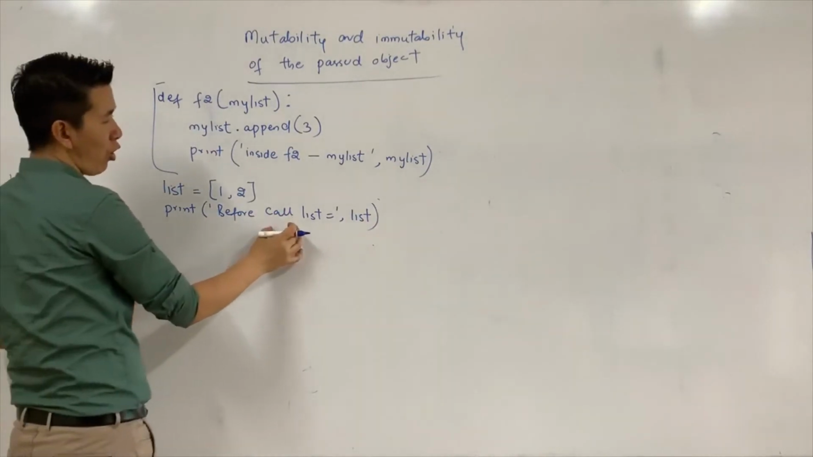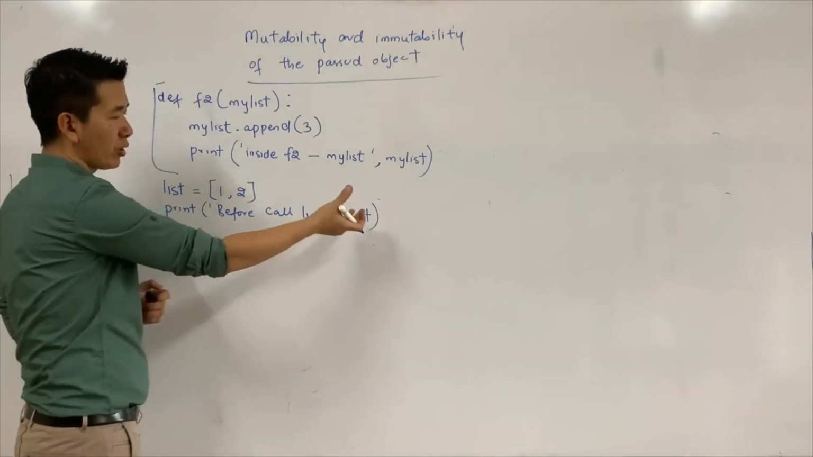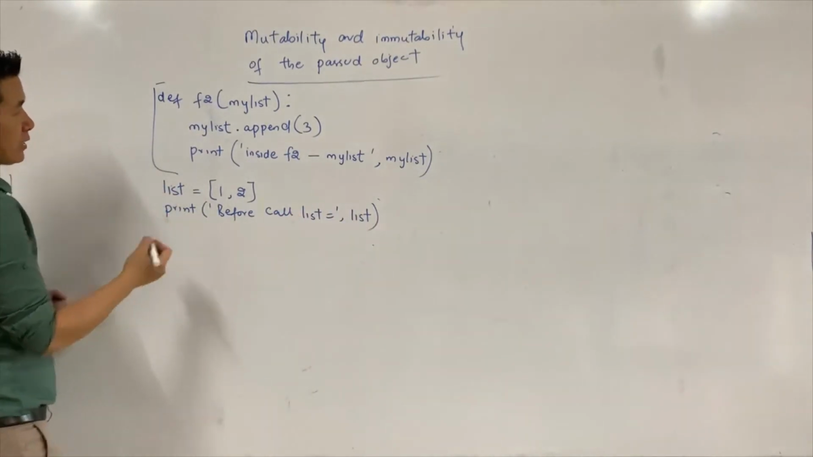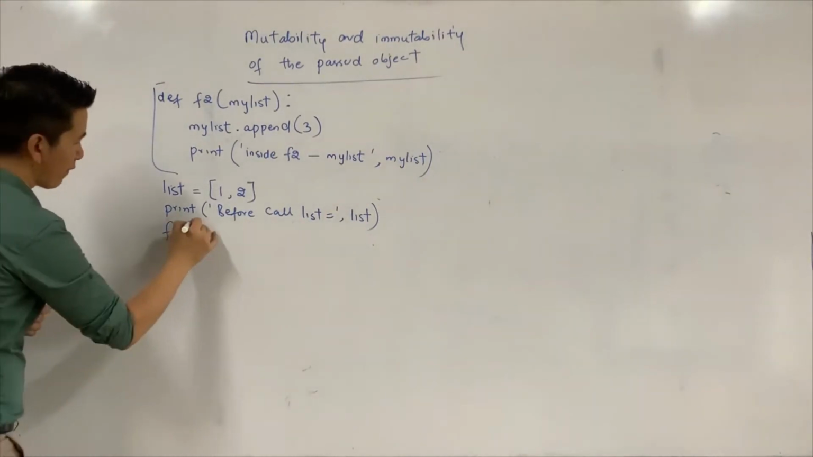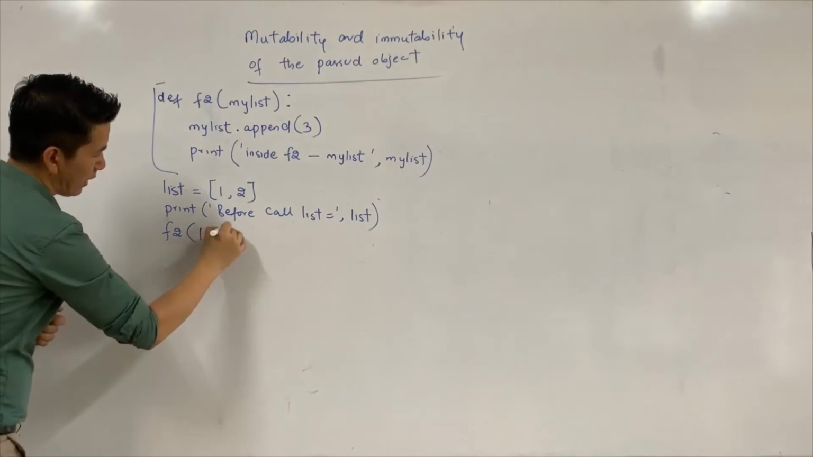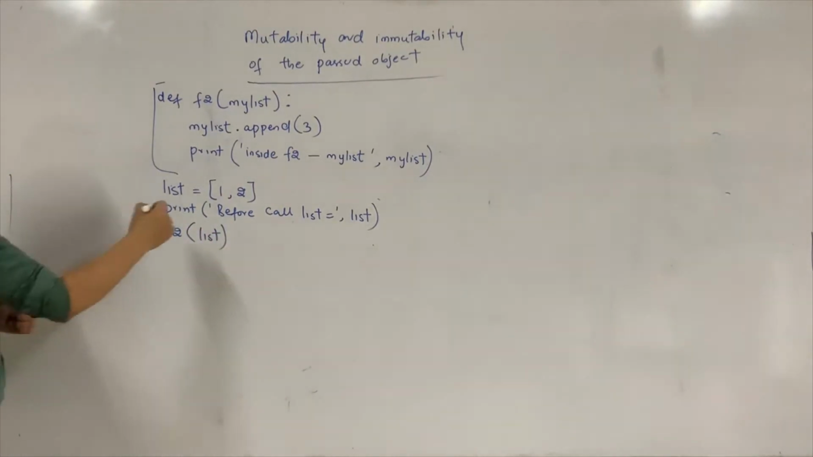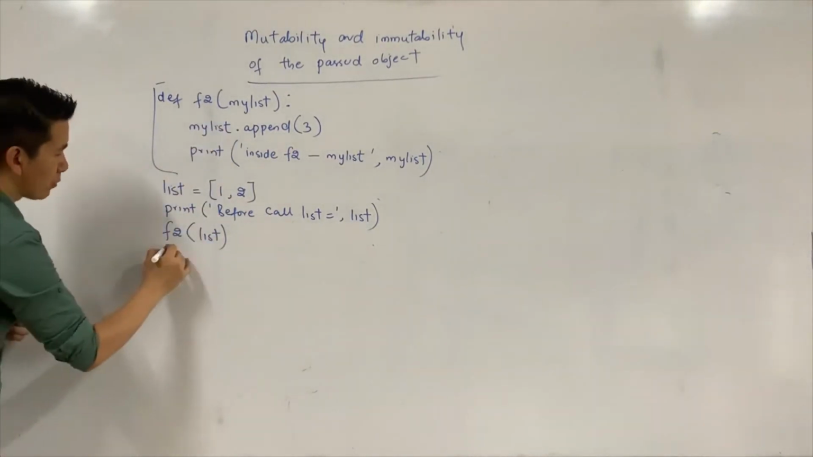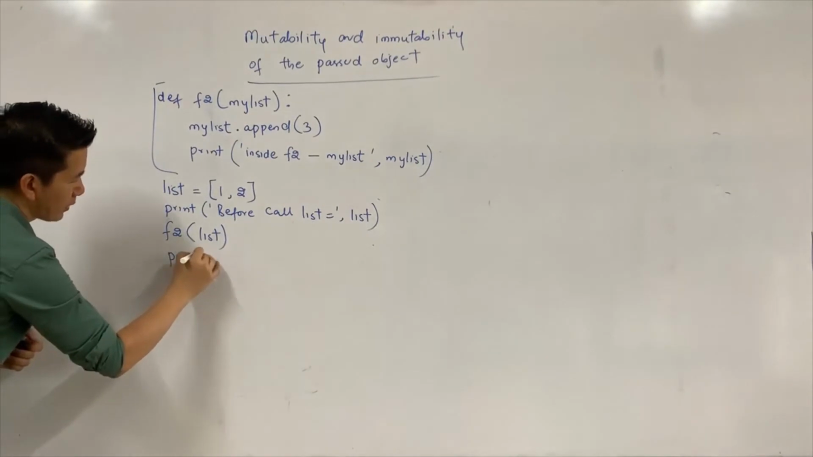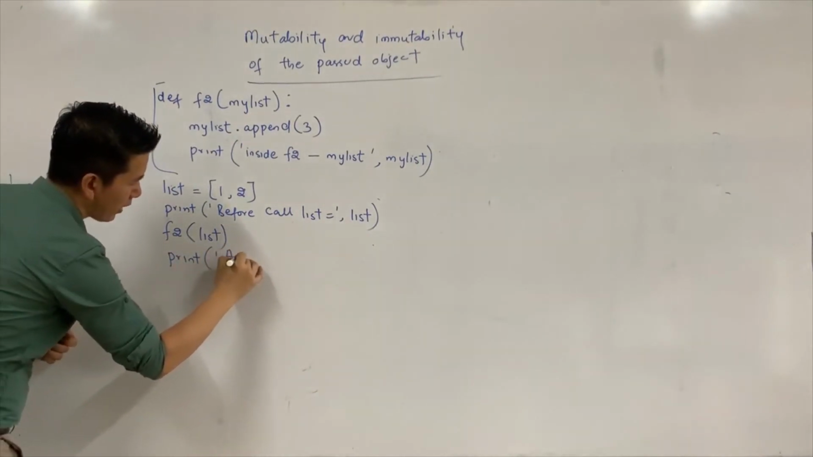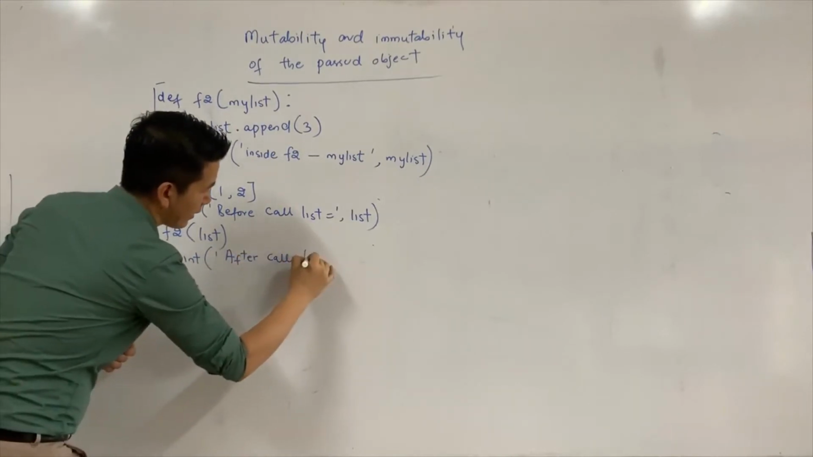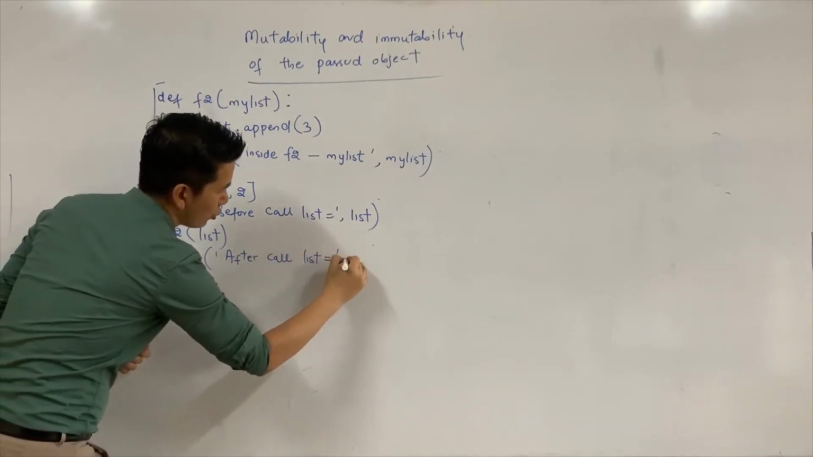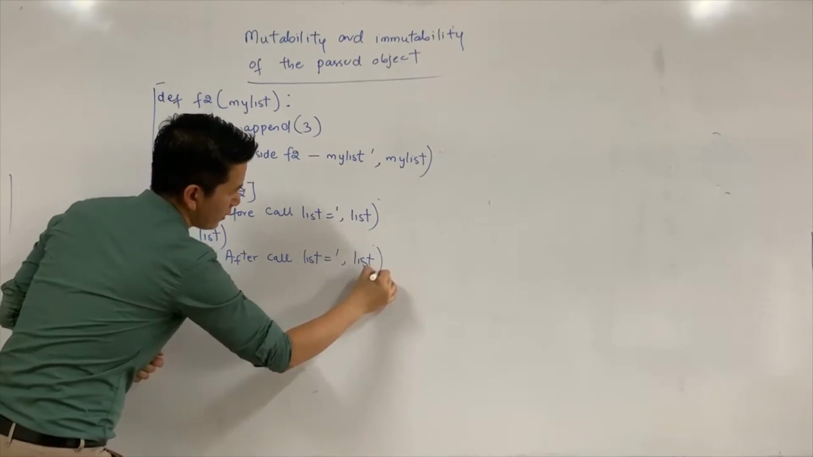So before the call, we are just checking the content of the list, and then let's make the function call. F2 is the name of the function, and I'm sending list. Let's call the function, and then we'll print again, this time "after call, list is equal to list", right?